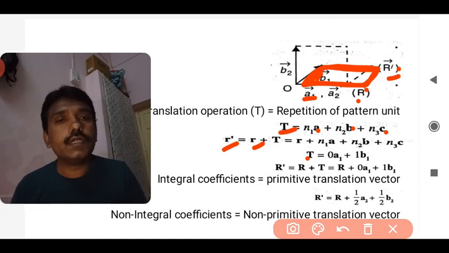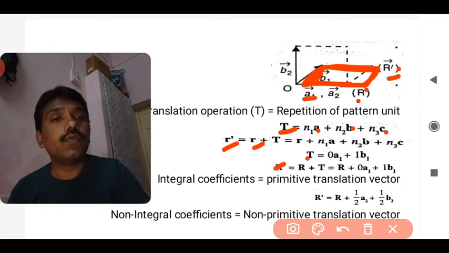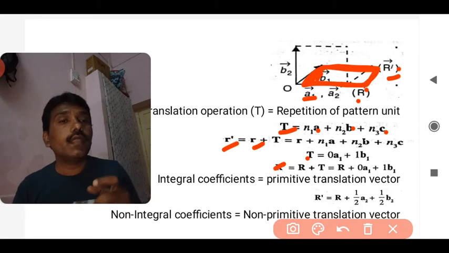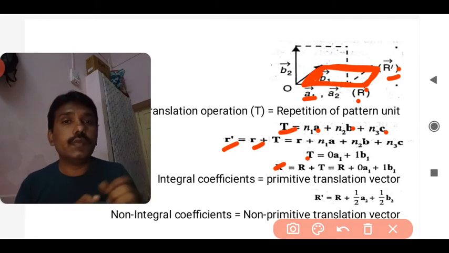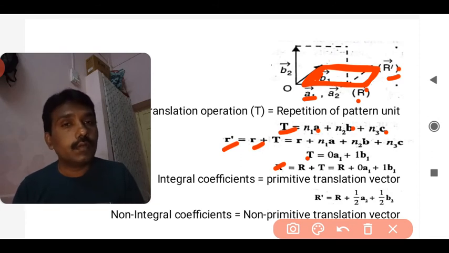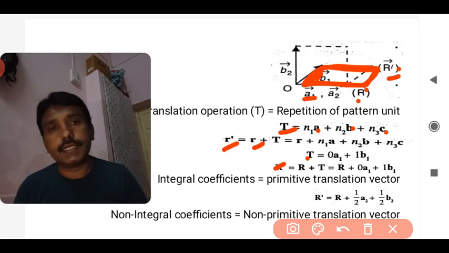And in this translation, 0 a1 plus 1 b1, suppose these are integral coefficients. In this case, if the translation goes on continuously, the pattern unit goes on continuously and forms the points r dash. Again, r dash is always formed from r, and that's why r and r dash have identical surroundings, and that is exactly the point lattice or the space lattice.